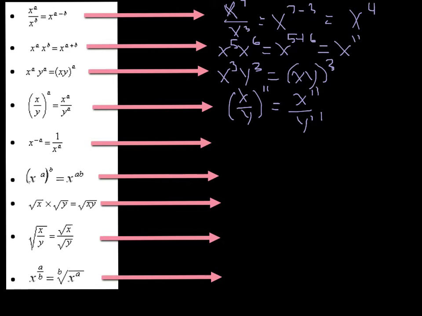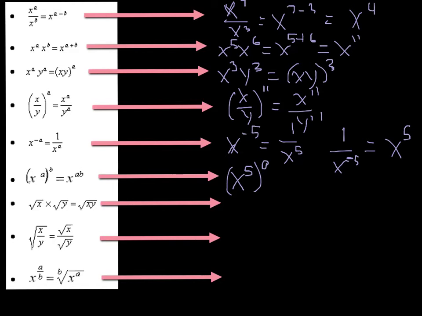Negative exponents is a big concept. If I have x to the negative 5th, that's the same as 1 over x to the 5th. And if I had 1 over x to the negative 5th, a different problem, that would become x to the positive 5th. Raising a power to a power, if I have x to the 5th raised to the 9th, well, that's the same as x to the 5 times 9, there's a multiplication there, or x to the 45th power.